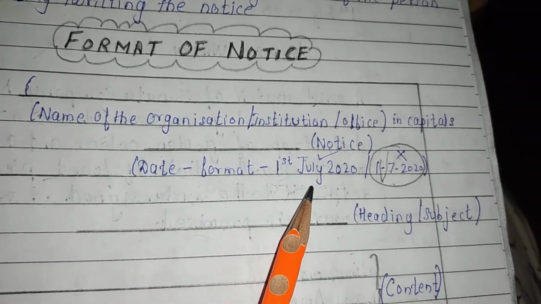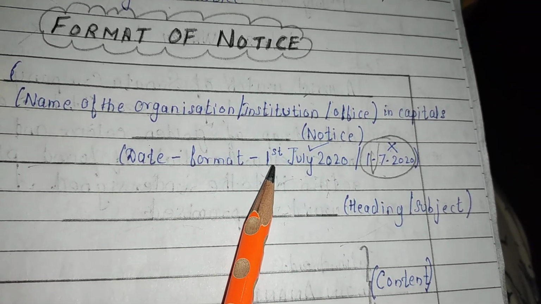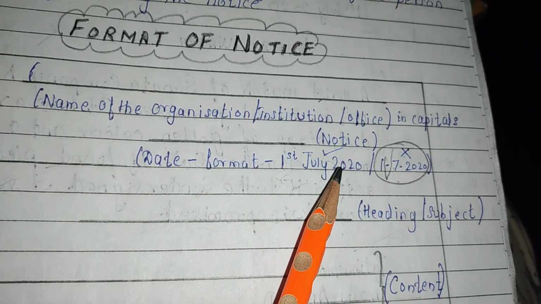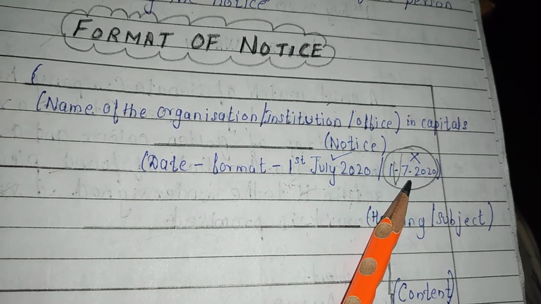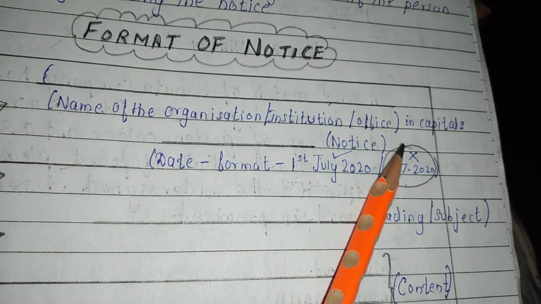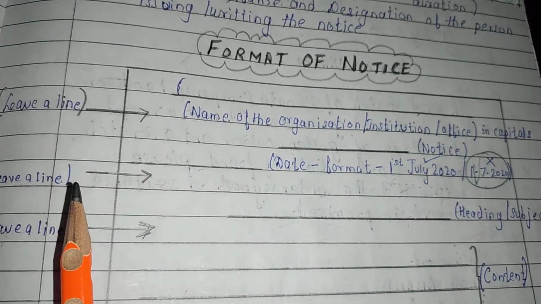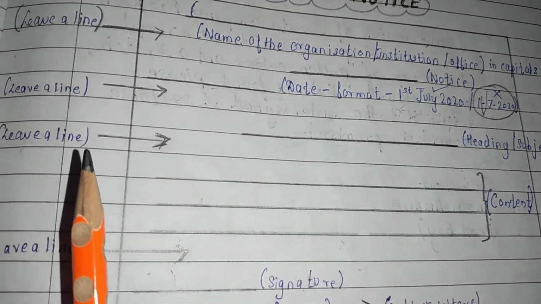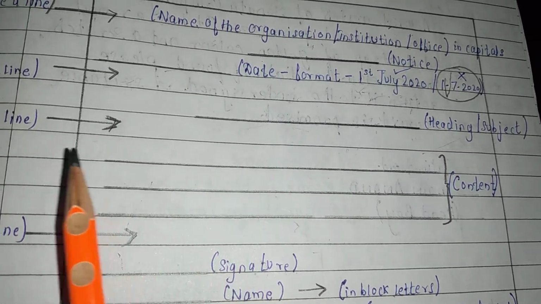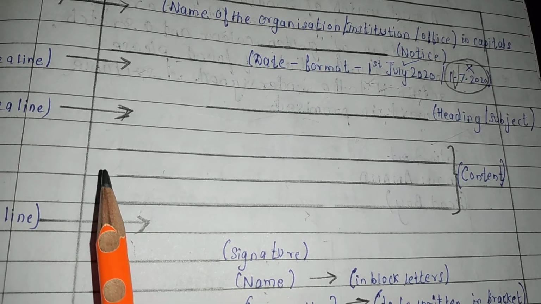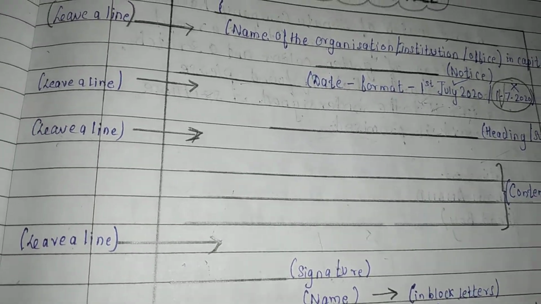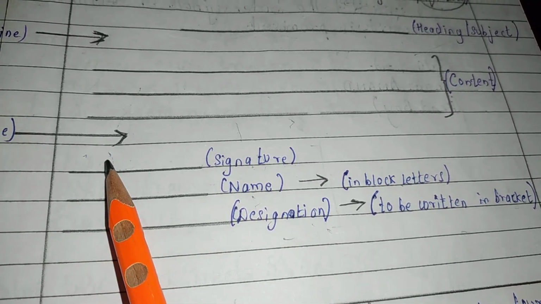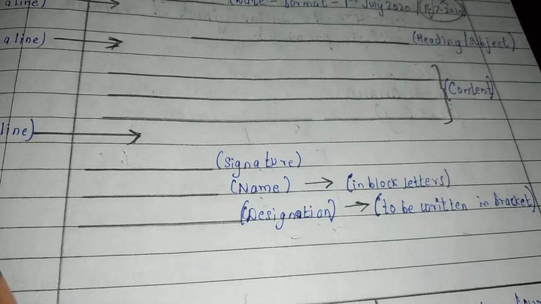Now date format, see very carefully. For example, if you're writing 1st July 2020, it has to be written this way. You will not write the date using a slash or dash, that is the wrong format. Then again leave a line, and then we come to the heading or the subject. Then again leave a line, and then start with the content from the margin of the box. After the content is over, again leave a line, and then the last part of the format is the signature of the person who is writing the notice.